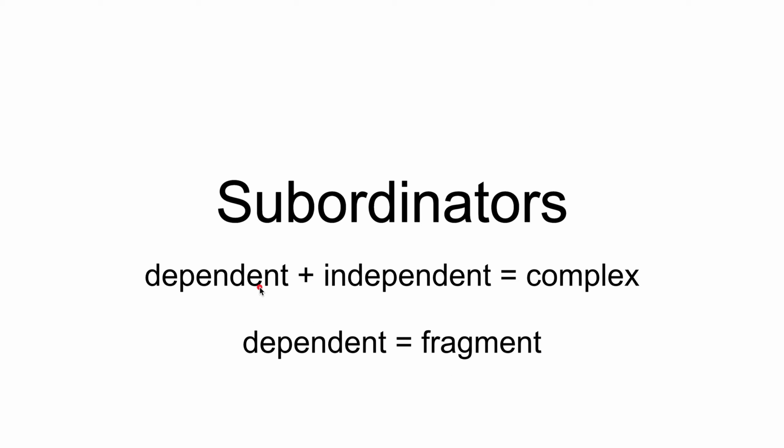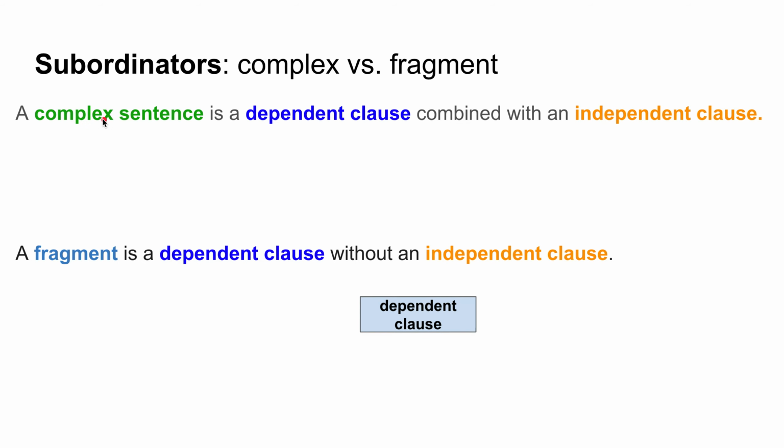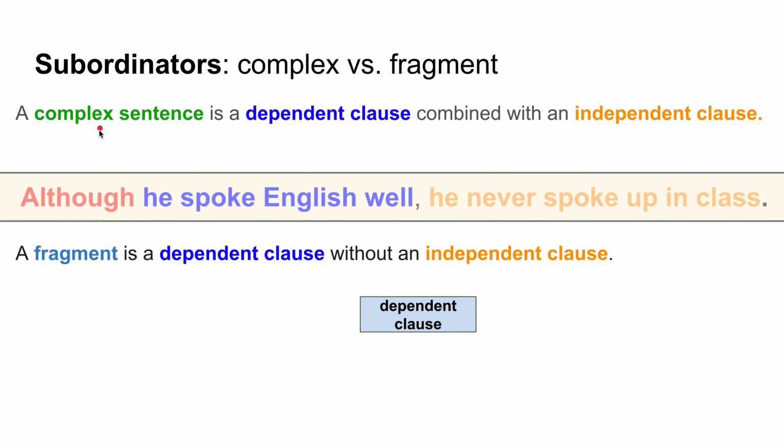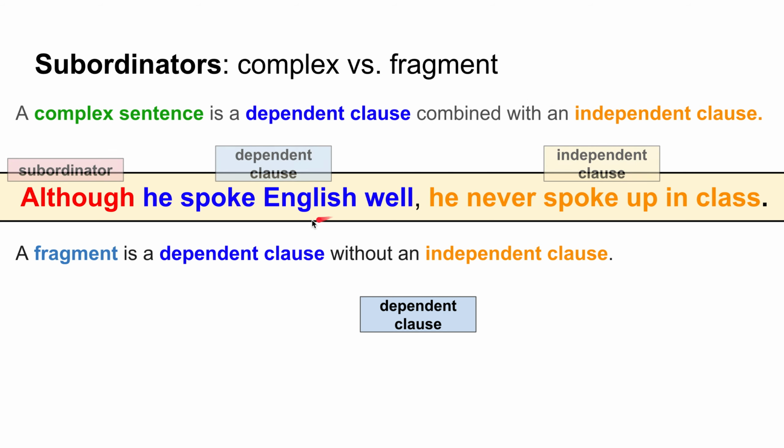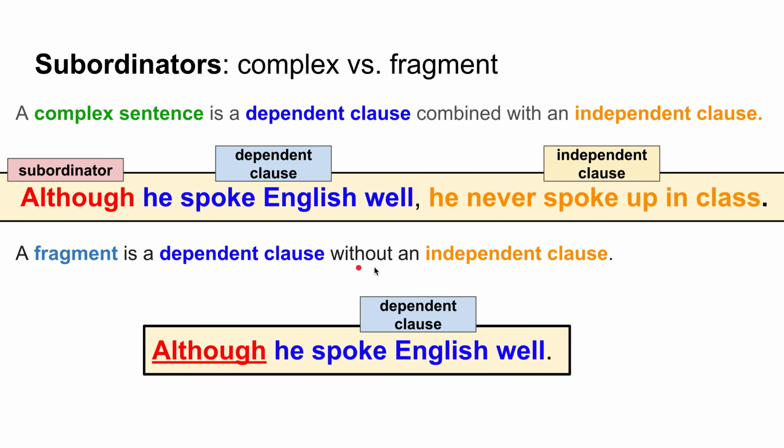So we talked about complex sentences being a dependent plus an independent clause. A complex sentence is a dependent clause combined with an independent clause. Although he spoke English well, subordinator, dependent clause, he never spoke up in class, independent clause. That's our sentence. Keep in mind, a fragment is a dependent clause without an independent clause. Although he spoke English well, period.